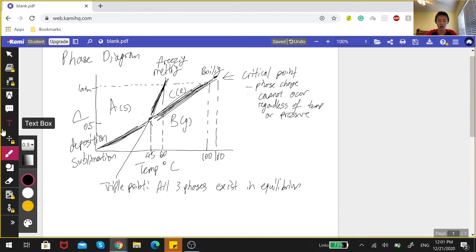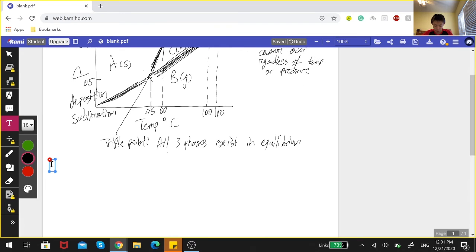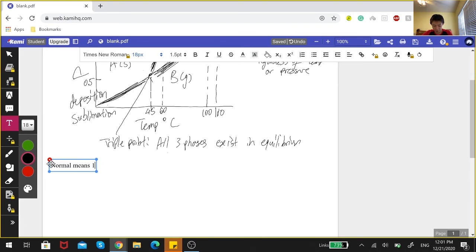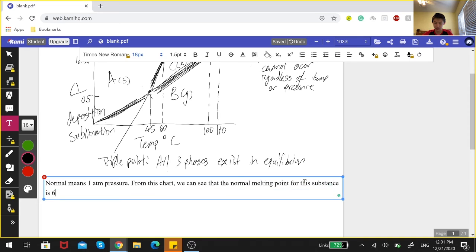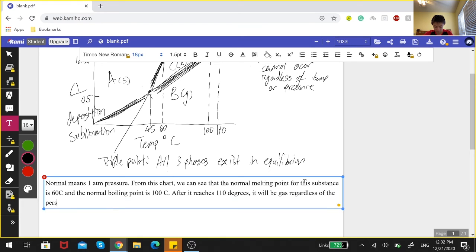Okay, now let's analyze this chart a little bit more. Normal means 1 atmosphere pressure. From this chart, we can see that the normal melting point for this substance is 60 degrees Celsius, and the normal boiling point is 100 degrees Celsius. After it reaches 110 degrees, it will be gas regardless of the pressure.